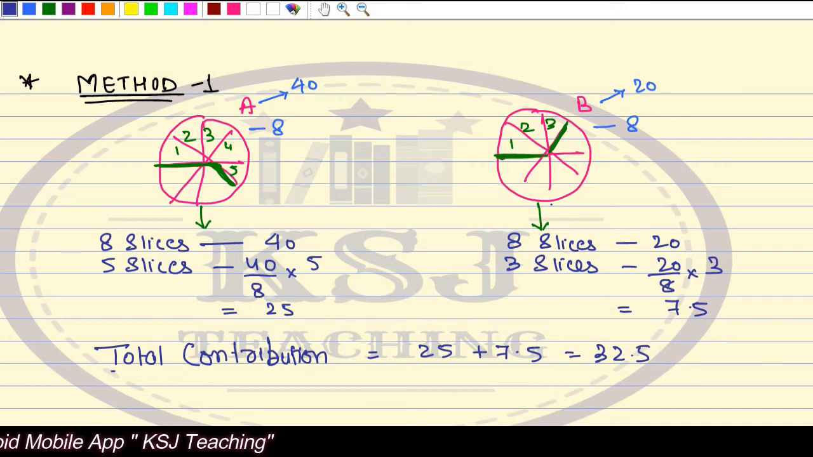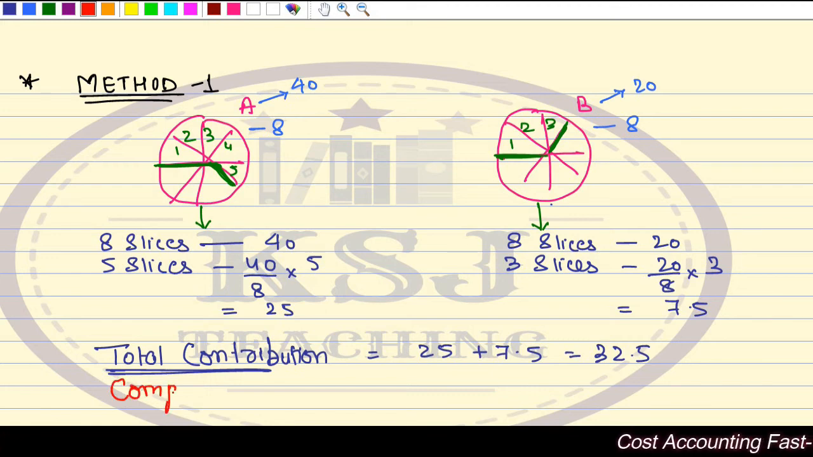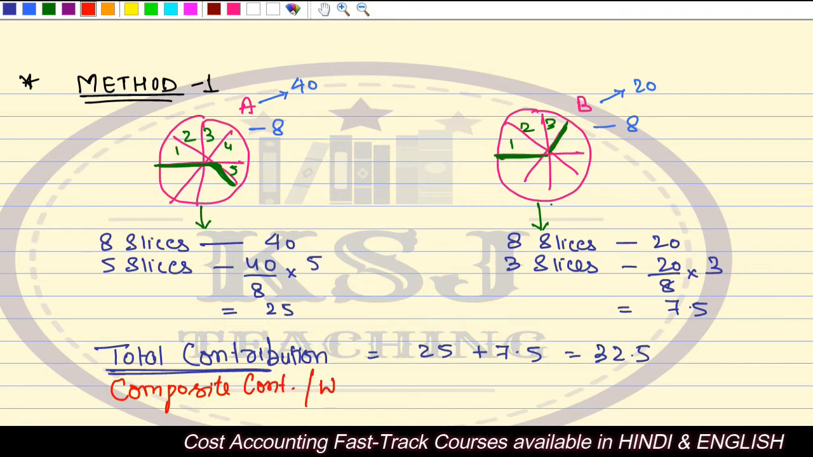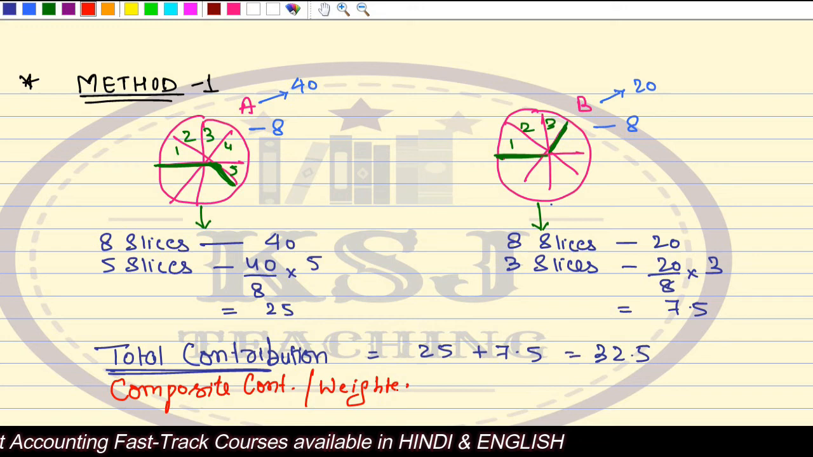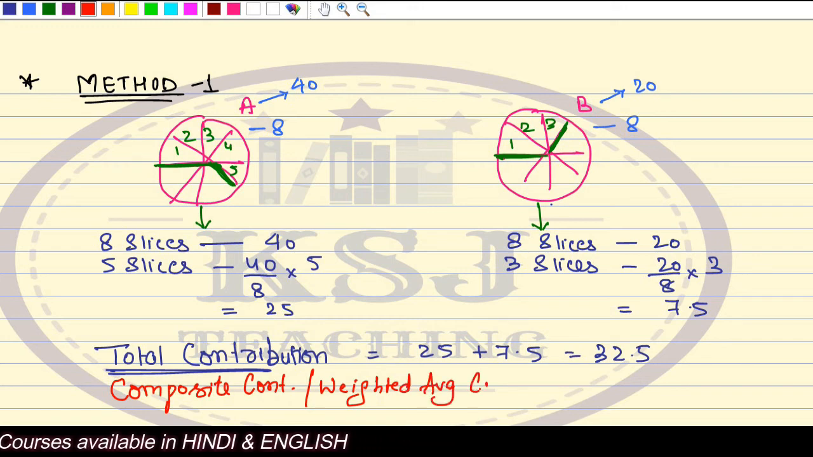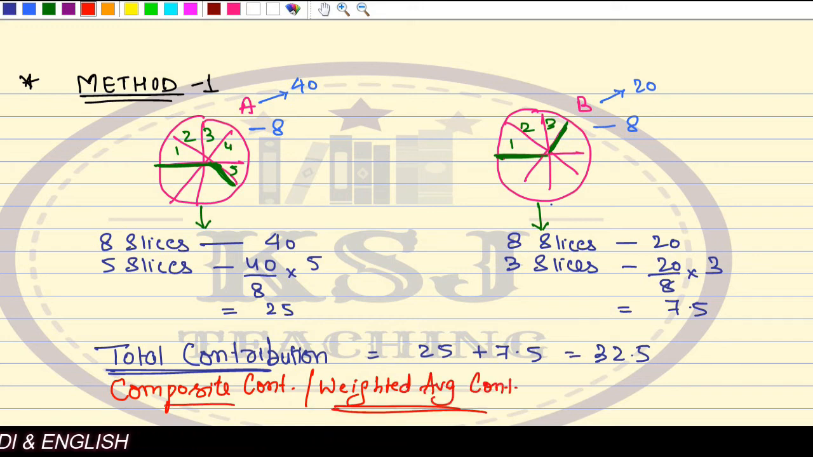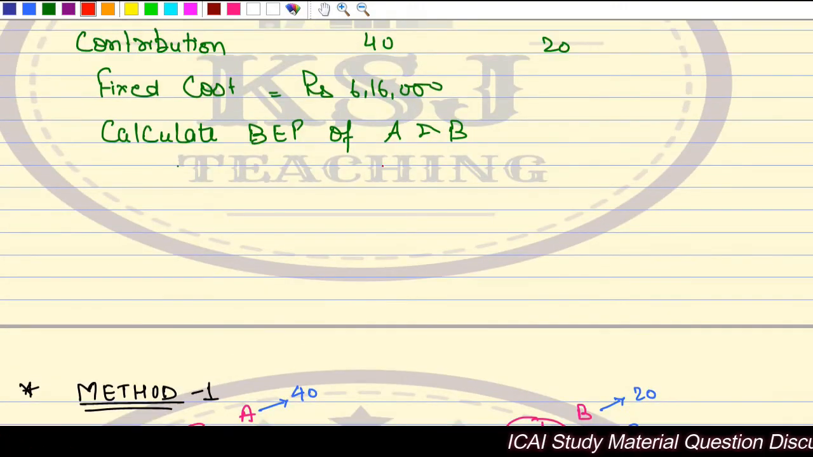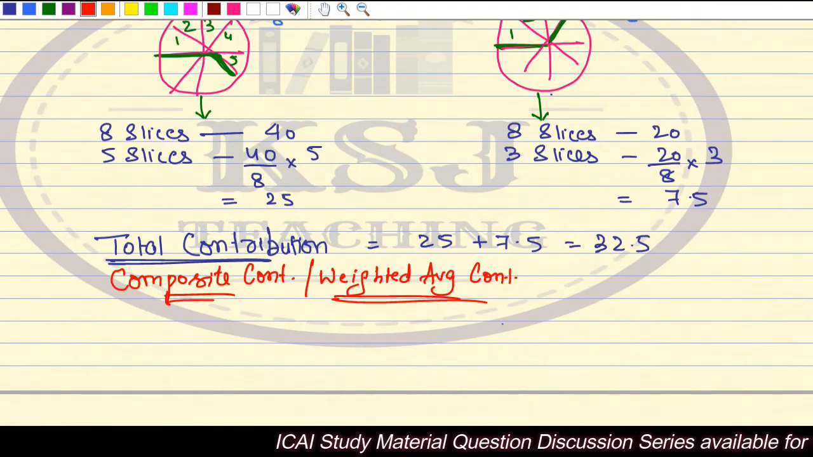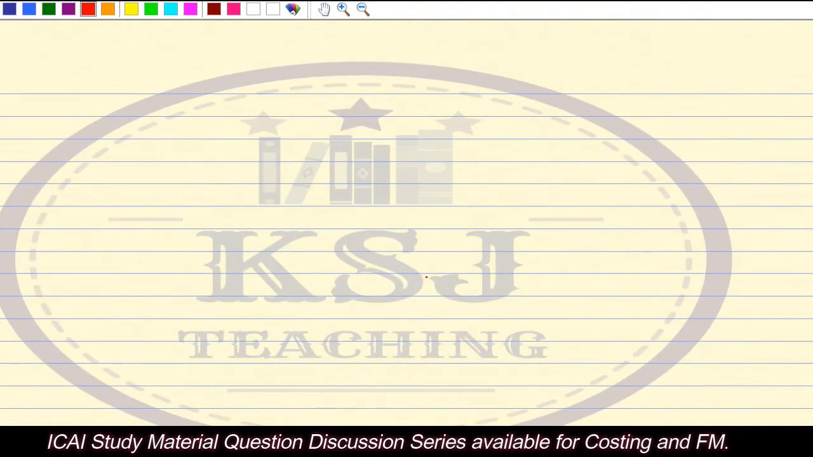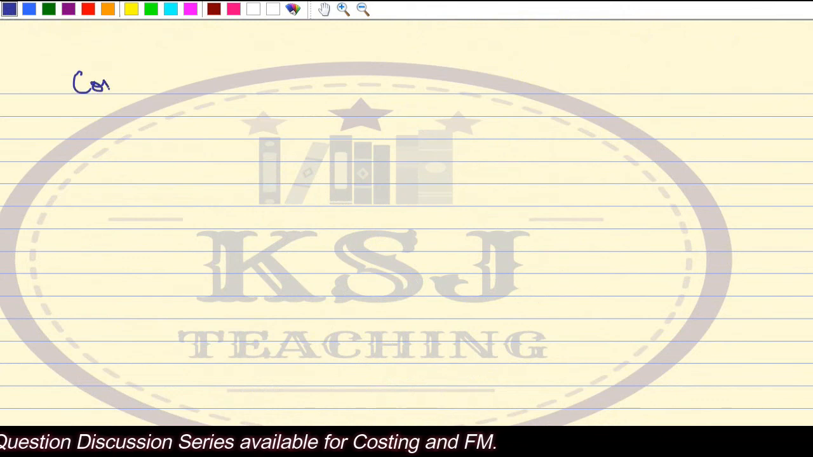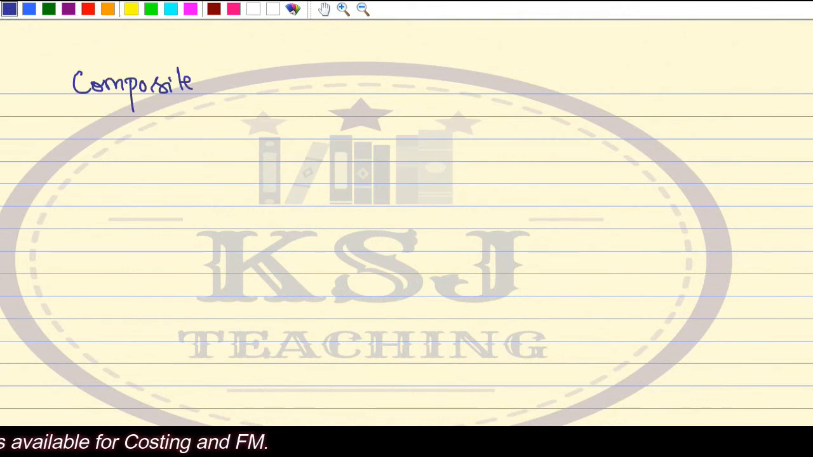This is known as composite contribution. We call it composite contribution, or we call it weighted average contribution. Clear? Now what you have is fixed cost 6,16,000, combined contribution 32.5. Now you can calculate what we call the composite break-even point. That is the total break-even point.